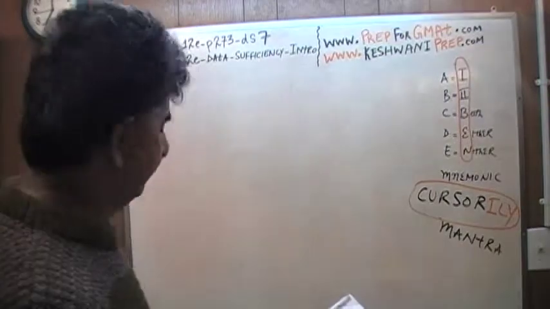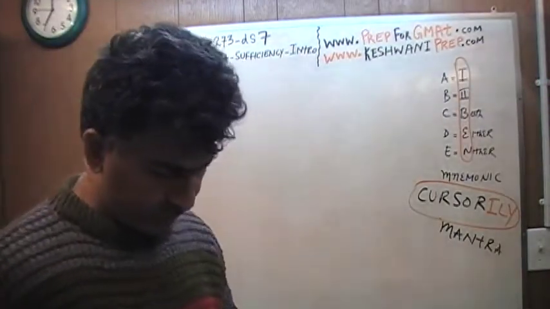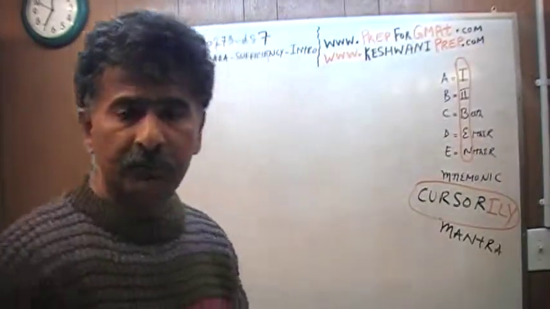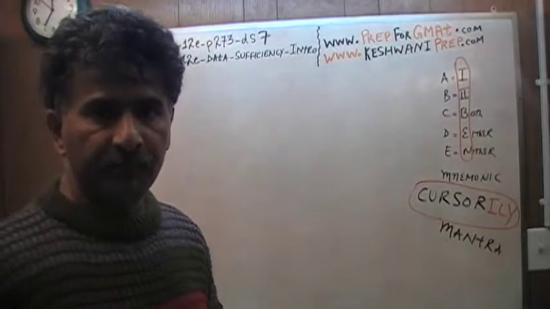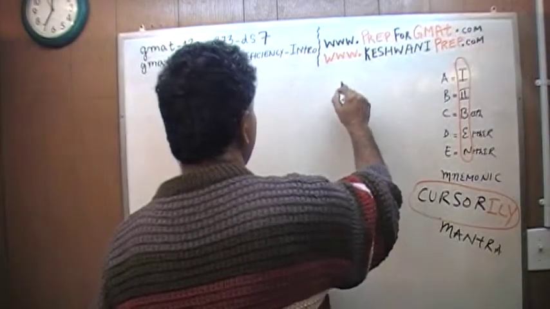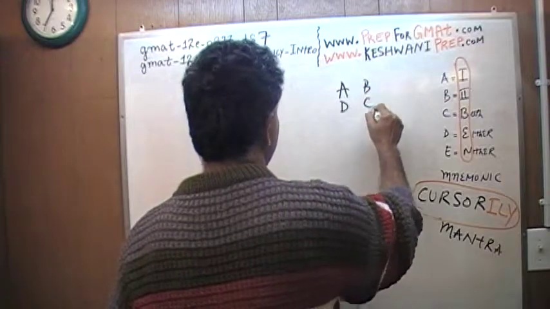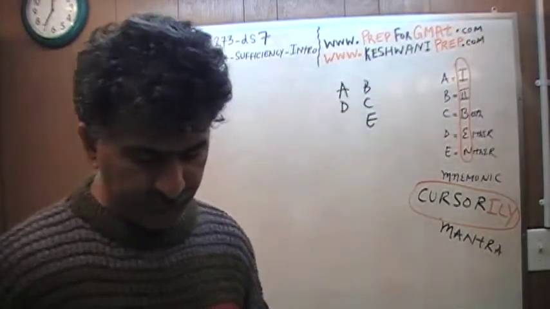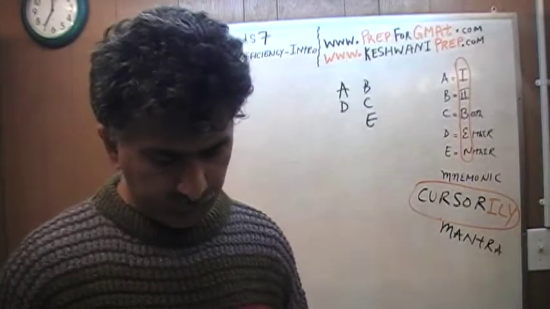Number 7 is what I'm about to do. Let's take a look at it. Since these are data sufficiency problems, as soon as the data sufficiency problem appears on the screen, get in the habit of writing this: A, D, B, C, E. Write it down someplace on your piece of paper. A, D, B, C, E. Let's look at the problem.